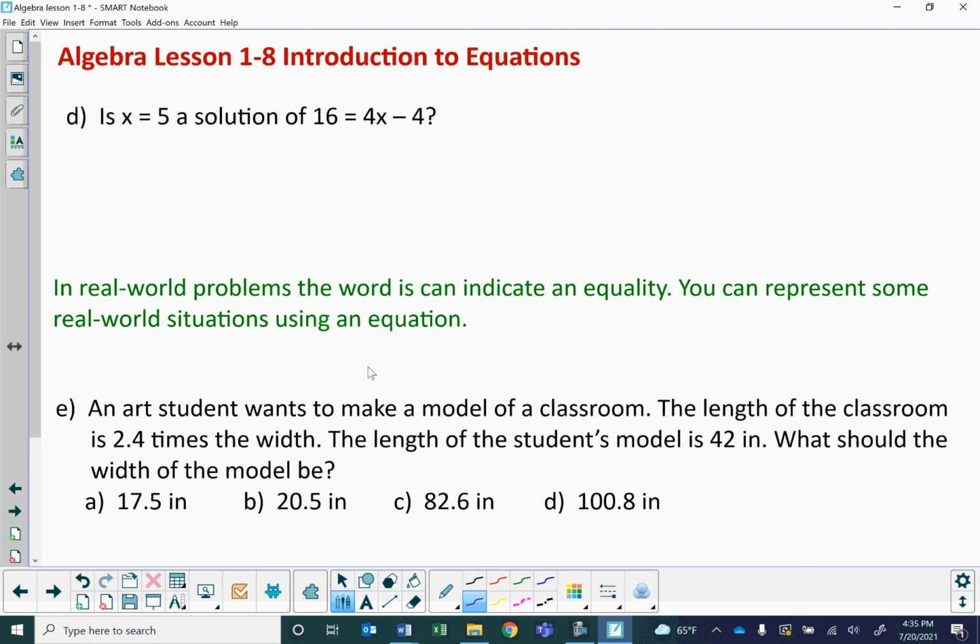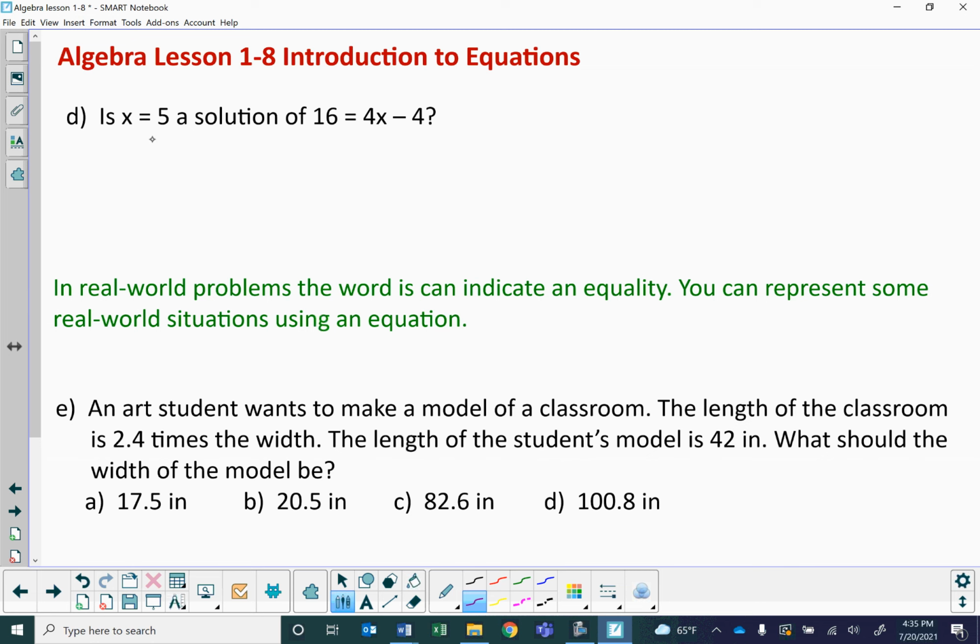Letter D here says, is x equals 5 a solution of 16 equals 4x minus 4? If you want to know if something is a solution to an equation, if they give you a value and they want to know, is this a solution? All we have to do is plug in the value for the variable and work the problem out to see if it makes a true equation.